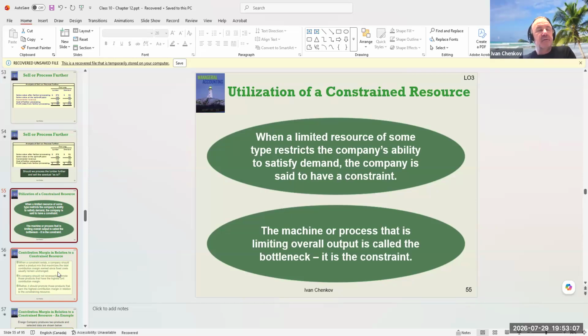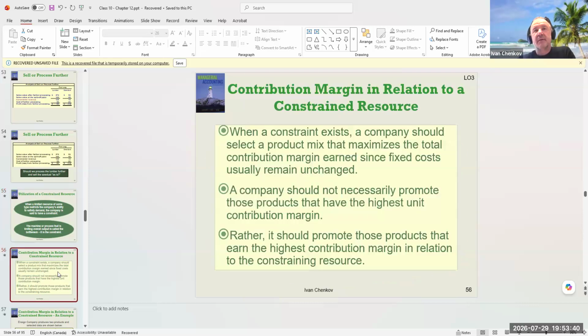But in managerial accounting, we have to understand that in the different process you may have some limitations, limited resources. And those limited resources are going to affect our ability to satisfy demands that the company currently has. The machine or the process that is holding our ability to satisfy the demand from the market is going to be called a bottleneck. In other words, that will be our constraint.